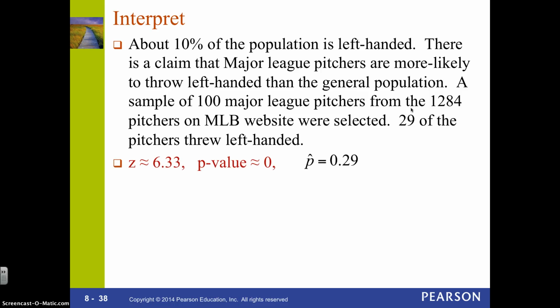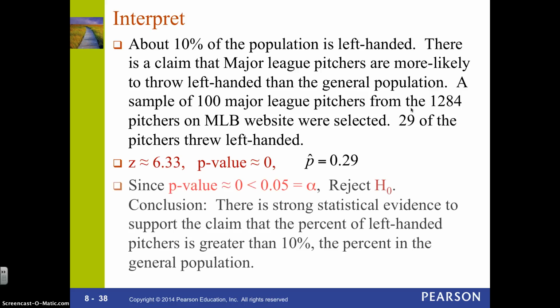Okay, so there's what I found out. Remember, we're going to reject the null hypothesis. So there is strong statistical evidence to support the claim that the percent of left-handed pitchers in Major League Baseball is greater than 10%. And the 10% is coming from the percent in the general population. So in my population of baseball players, there's more than 10% of them that are left-handed. I don't know what it is, I just know it's more than 10%.